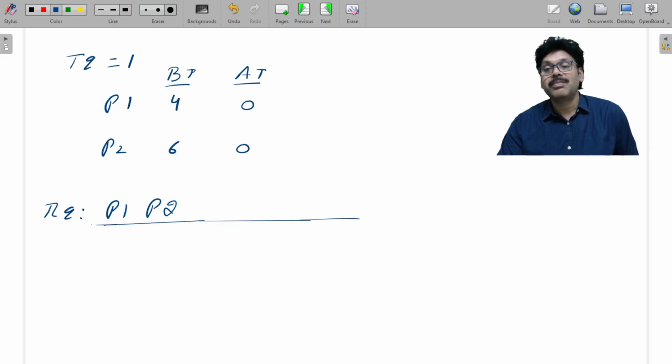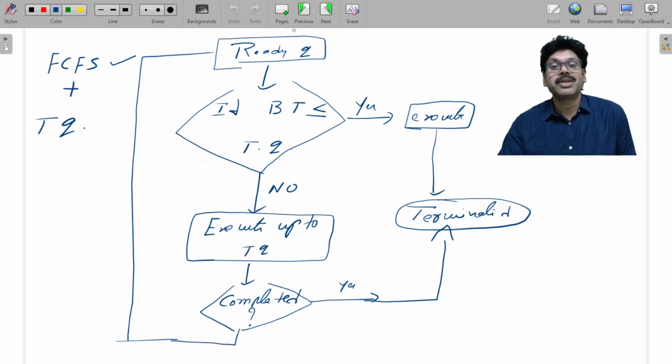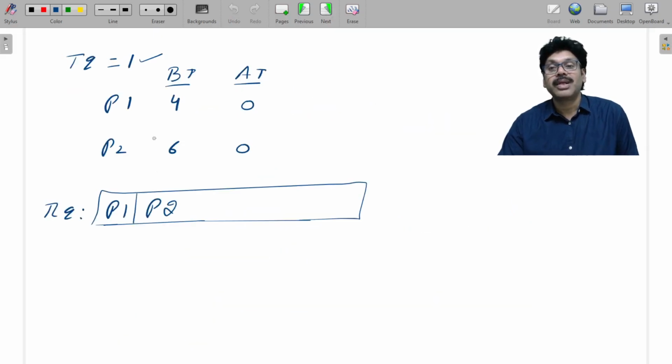And how much time should P1 execute? Only 1 unit. So P1 executes for 1 unit of time, because according to our condition, if your burst time is less than or equal to the time quanta, then execute and complete. If not, execute up to the time quanta. Your burst time is 4 and your time quanta is only 1. Therefore, P1 is executed. Let me write your Gantt chart here.